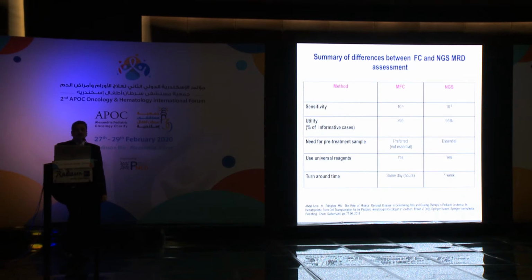The informative clone is usually found in up to 95% of cases, similar to multi-parameter flow cytometry. One of the main advantages of flow cytometry is that you do not need a pre-treatment baseline sample, although it's preferred, it's not essential. However, with the NGS-MRD technology, it's essential to have a baseline blast sample to identify the dominant clone so you are able to track it. Both methods use universal reagents, and the turnaround time is obviously much faster with multi-parameter flow cytometry compared to NGS.